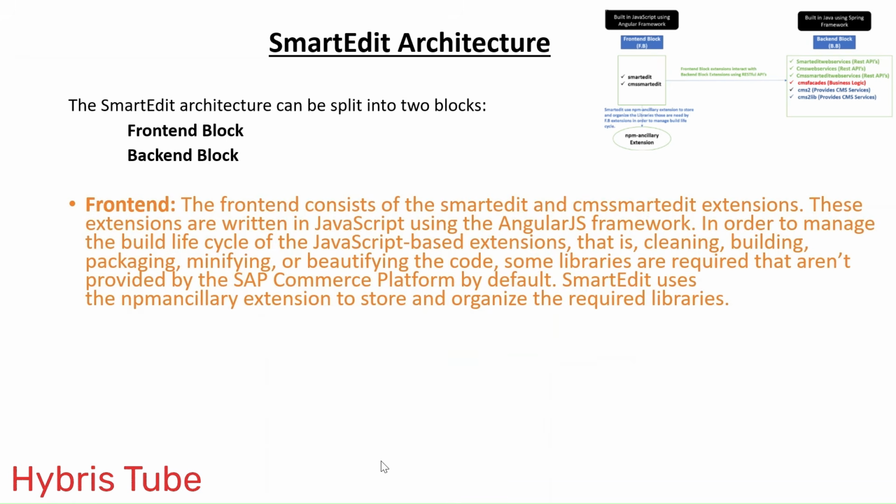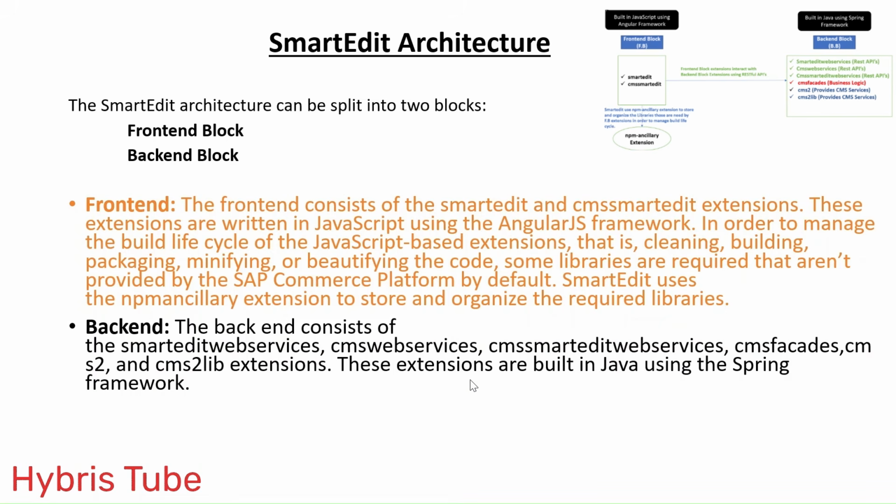In order to manage the build lifecycle of the JavaScript based extensions, which is basically cleaning, building, packaging, minifying, or beautifying the code, some libraries are required. Those are not provided by the SAP Commerce Platform by default. So SmartEdit uses the npm ancillary extension to store and organize the required libraries. I hope this is clear to you. You will be hearing this word npm ancillary extension very frequently. I hope now it is clear to you what is the use of npm ancillary extension.